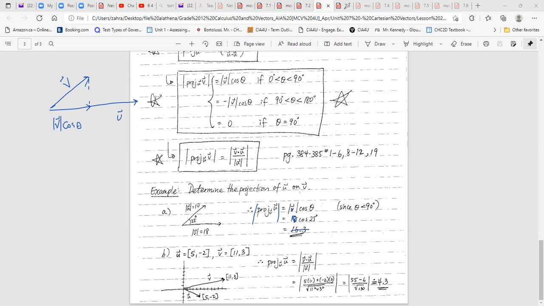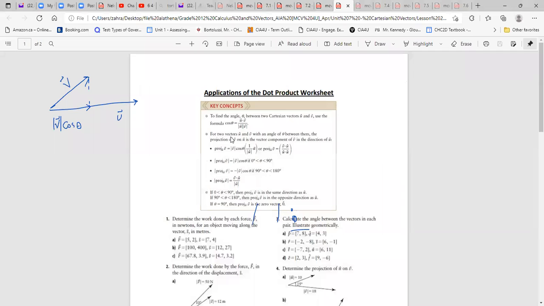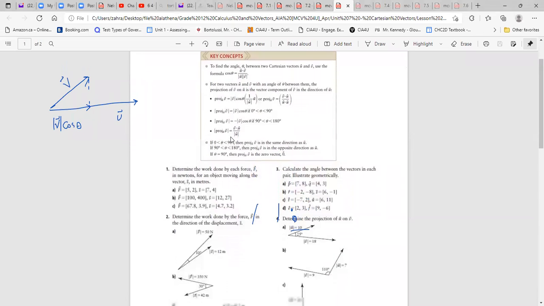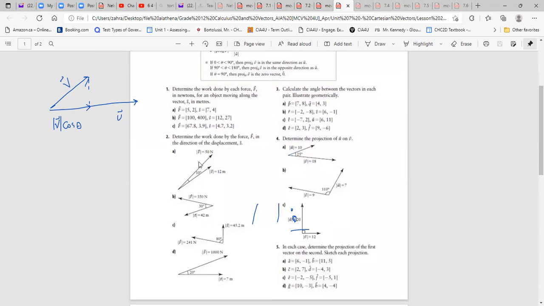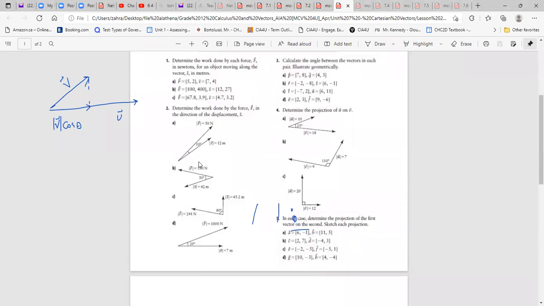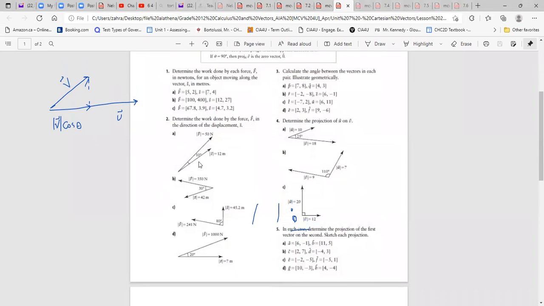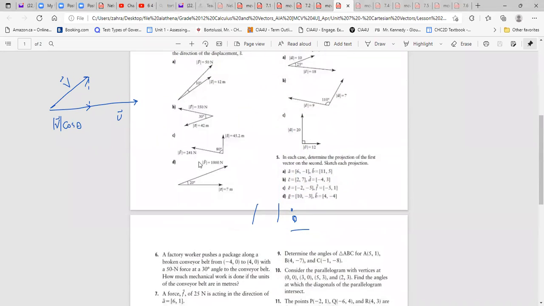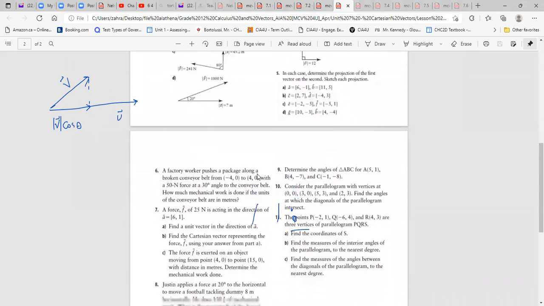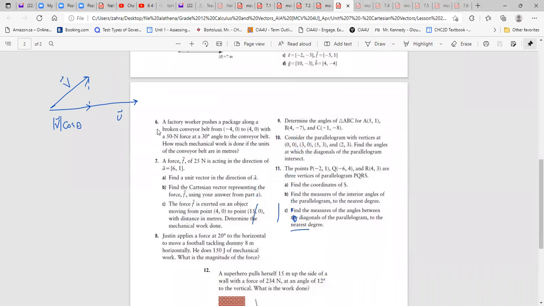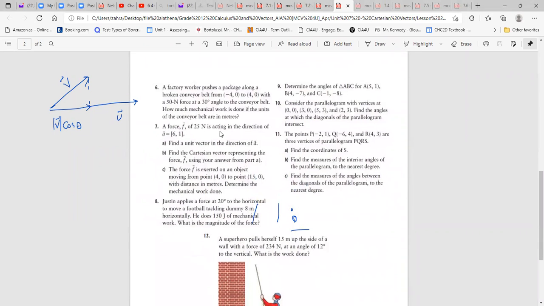So for the worksheet, you can do worksheet 4.3. You can try question number 1A, question number 2AB, question number 3AB, question number 4AB, question number 5AB, question number 6, question number 7, and question number 9.